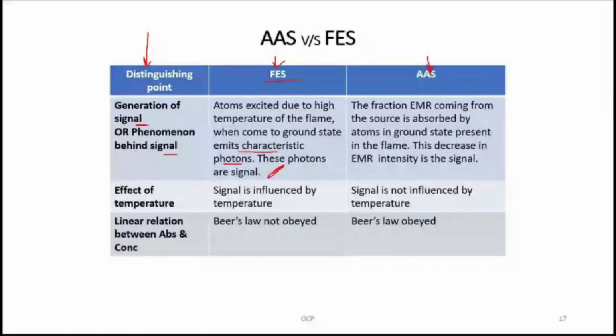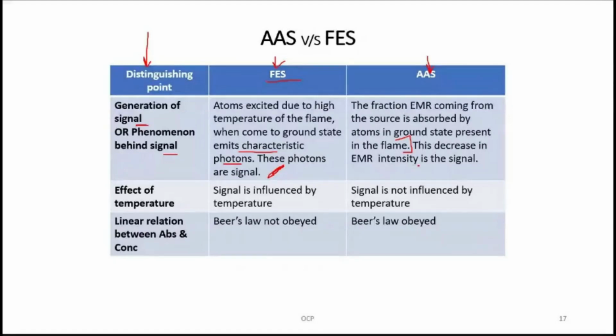In atomic absorption spectroscopy, on the other hand, a fraction of the electromagnetic radiation coming from the source is absorbed by the atoms in ground state present in the flame. So in this, the analyte is not creating electromagnetic radiation, it is simply absorbing electromagnetic radiation, which is its characteristic. The decrease in the electromagnetic radiation intensity is the signal.